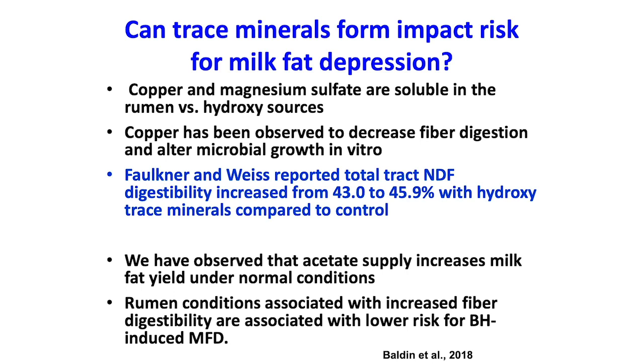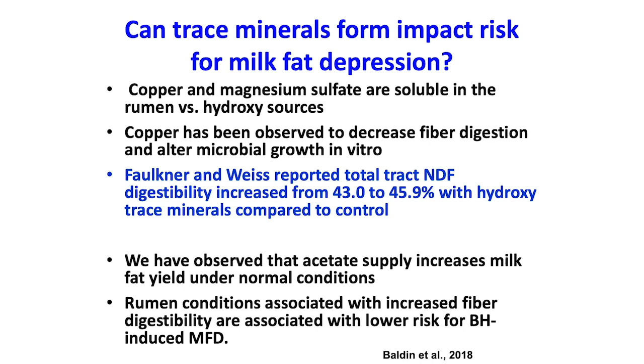depression? Copper and magnesium sulfate are soluble in the rumen versus our hydroxy sources. Copper has been observed to decrease fiber digestion and alter microbial growth in vitro. And there's this paper out of Bill Weiss's group that showed that total tract NDF digestibility was increased almost 3 percentage units with hydroxy trace minerals compared to control.